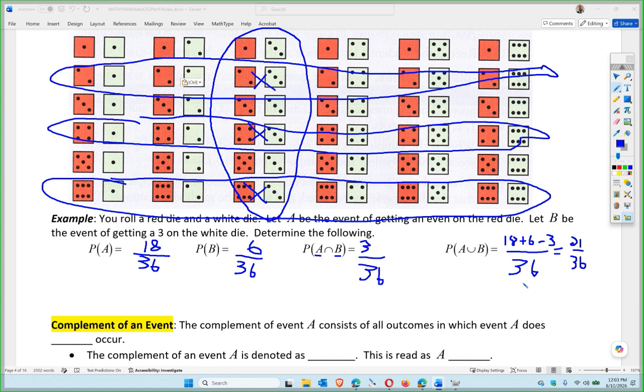Right? Okay, so always do the and before the or, because you have to subtract the overlap, so you don't count it twice, essentially. Okay? All right. So those are our simple events and our compound events, essentially. That's what we went through there.